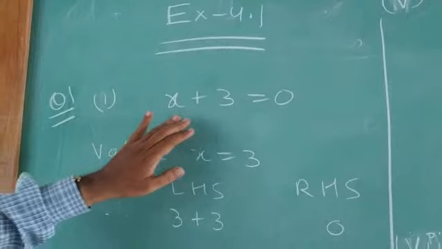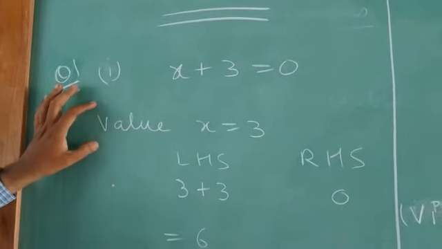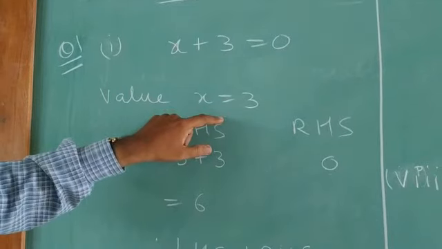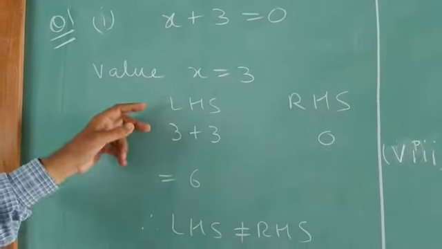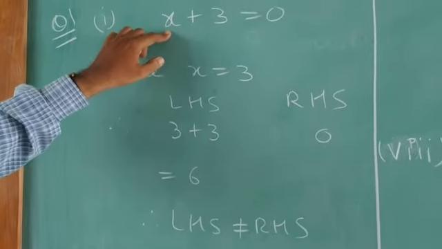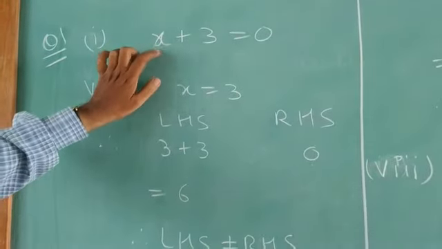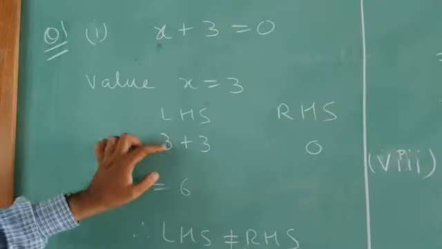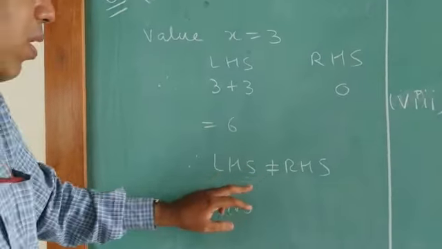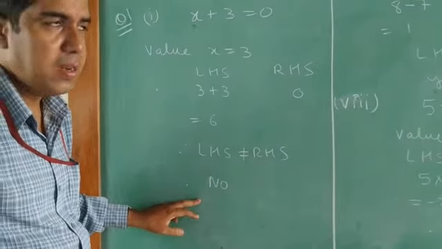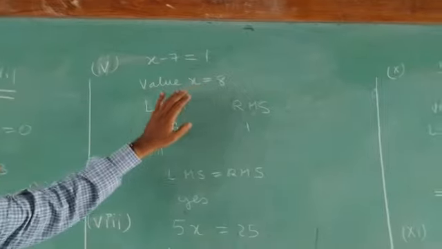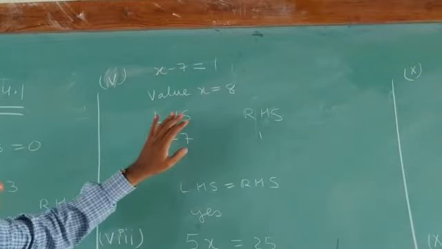In 4.1, this is the equation given: x plus 3 equal to 0. We have to verify whether x equal to 3 is a solution or not. If it is a solution, we will say yes. If it is not, we will say no. So I put the value x equal to 3 here. Now in the LHS, 3 plus 3 equal to 6 and the RHS is 0. So they are not equal. So it is not a solution. Next, fifth part: x minus 7 equal to 1, value x equal to 8.